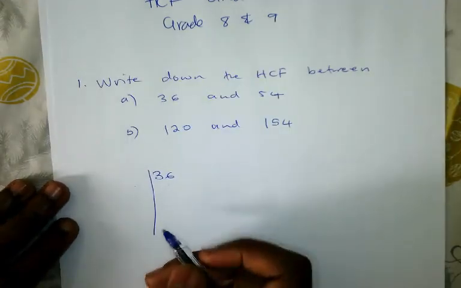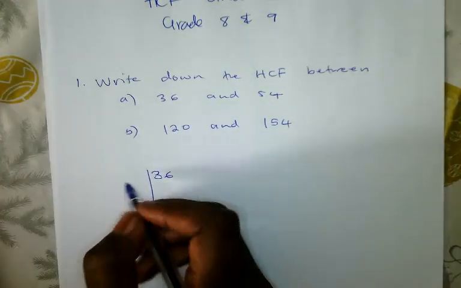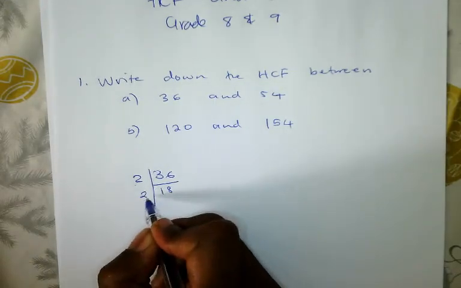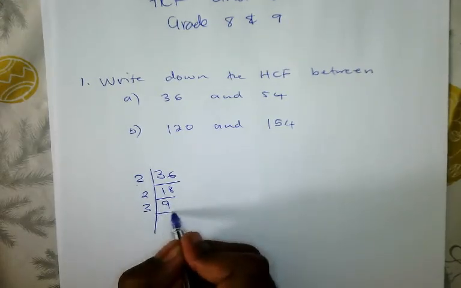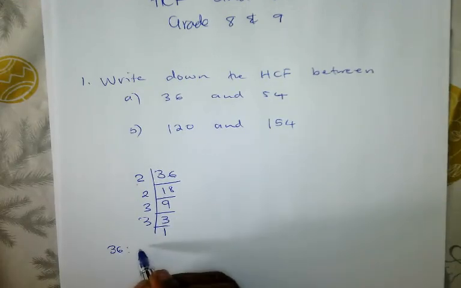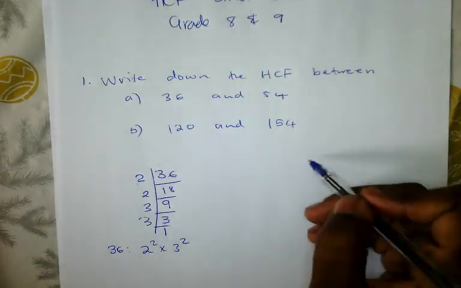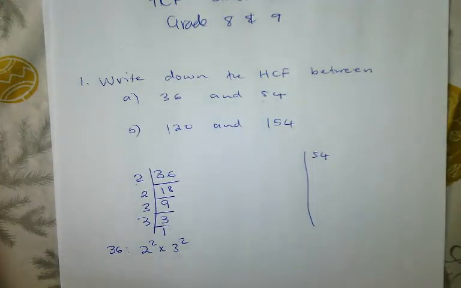What prime number? Remember, we're doing prime factorization. We need to find the prime numbers that can go into 36 without the remainder. So the first one is 2. 2 goes into 36 18 times, and 2 goes into 18 9 times, and then 3 goes into 9 3 times, and 3 goes into 3 once. So the prime factors of 36 is 2 squared and 3 squared.